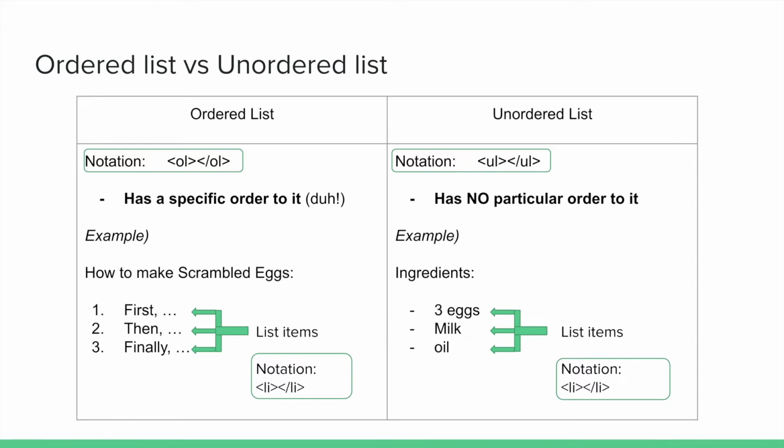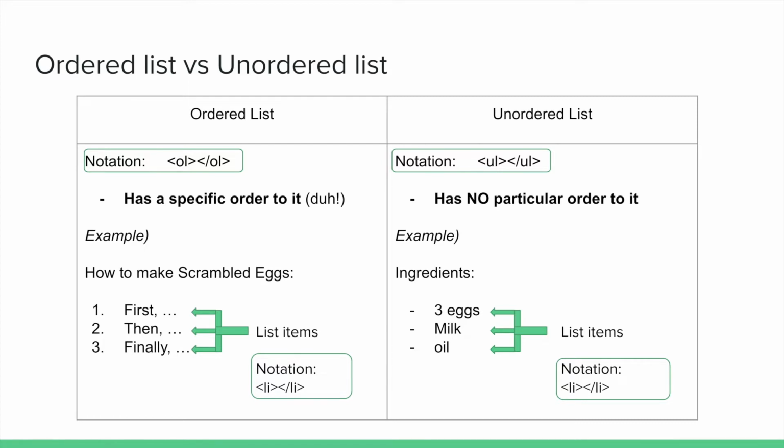A step-by-step guide on how to make scrambled eggs would be an ordered list. There is an order to the steps, like for example step 1, step 2, step 3, etc. Each of those individual steps are called list items, denoted by the LI tag.